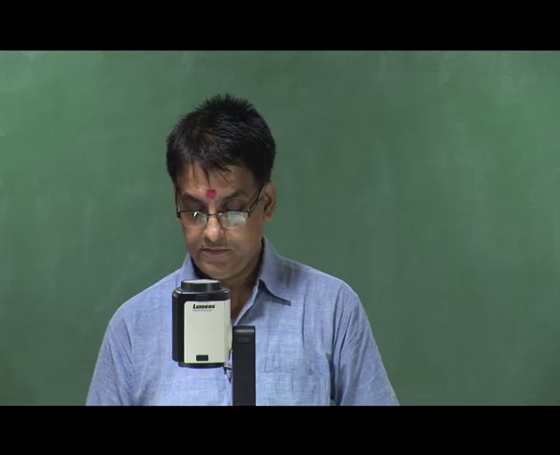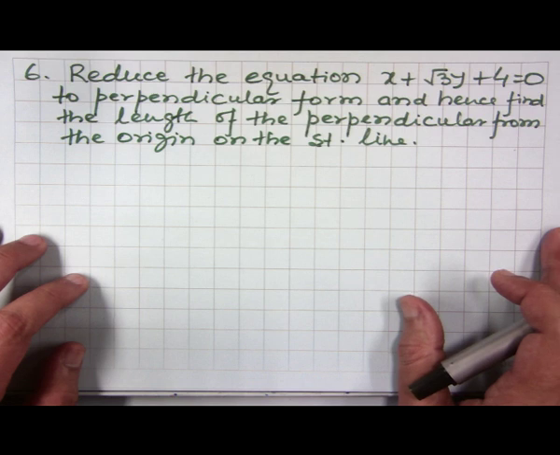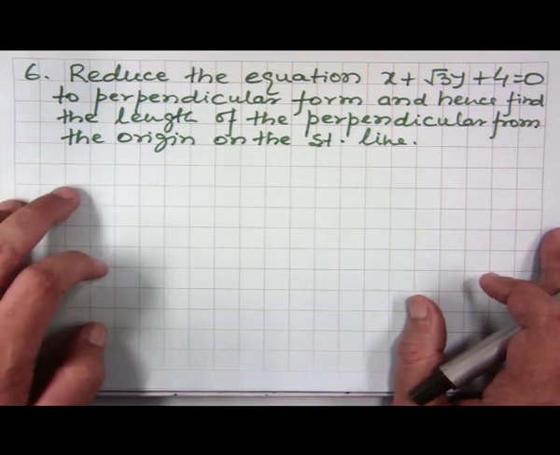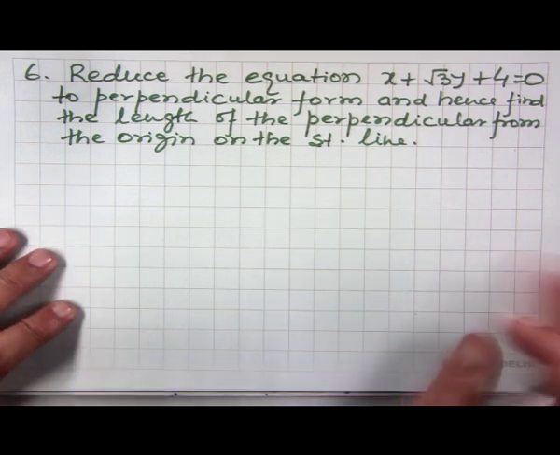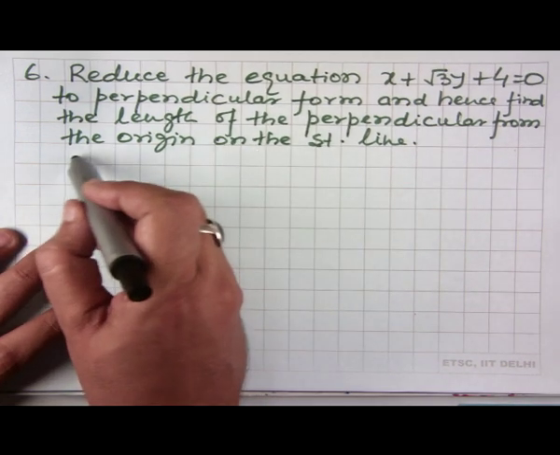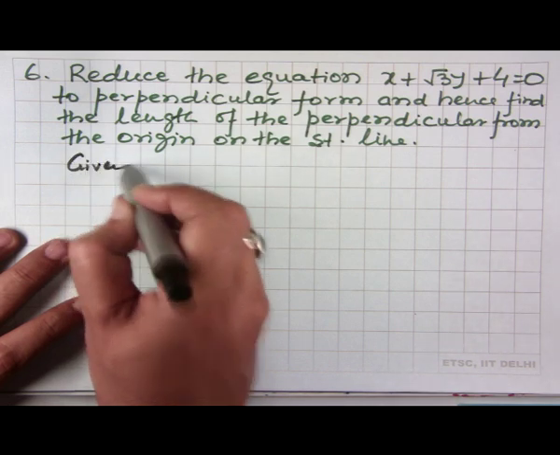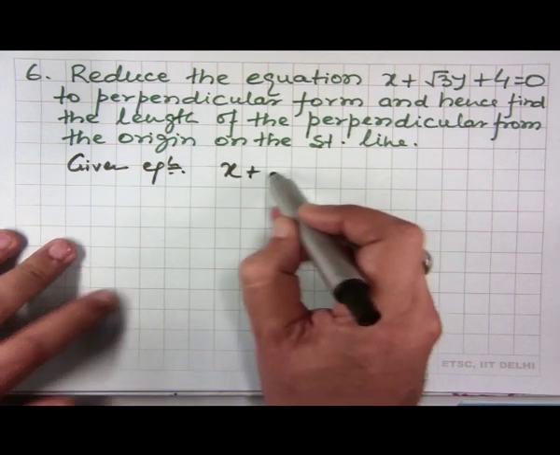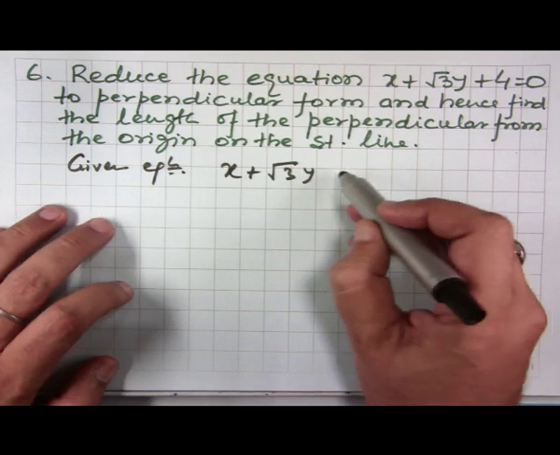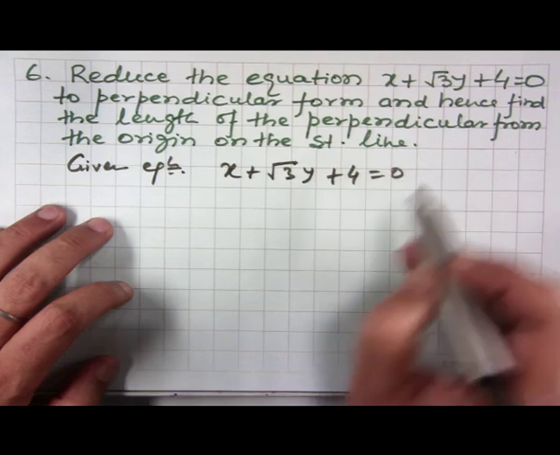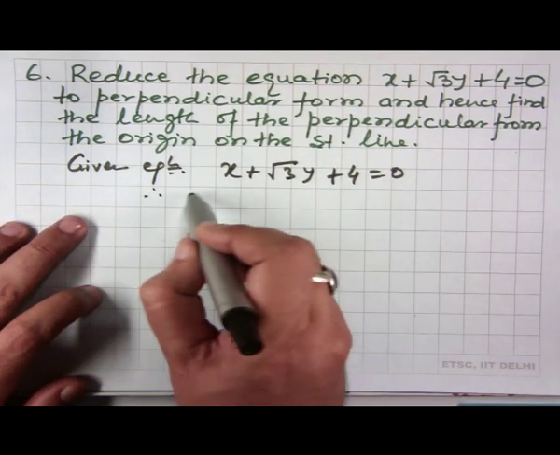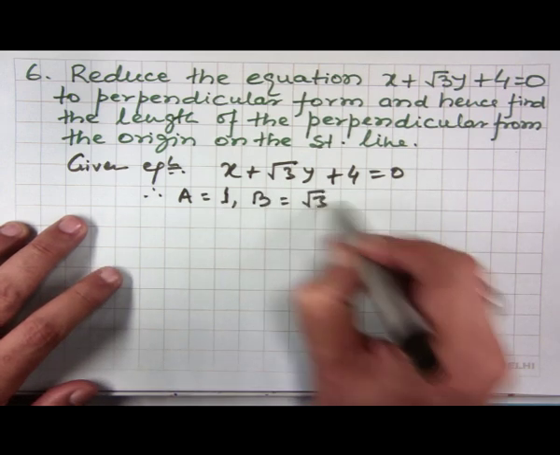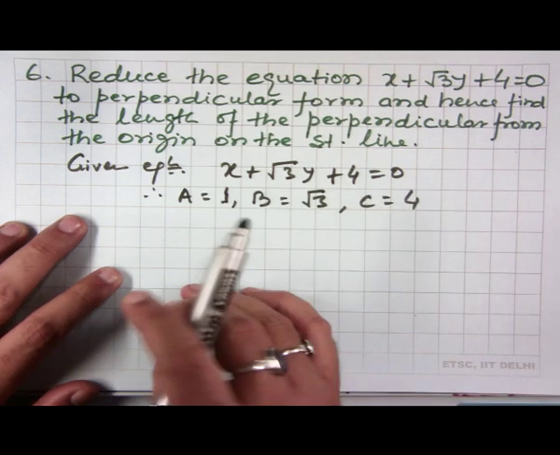Another example is, we have to reduce this equation x plus root 3y plus 4 equal to 0 to perpendicular form, and hence find the length of the perpendicular from the origin on the straight line. So given equation, x plus root 3y plus 4 equal to 0. So a is equal to 1, b is equal to root 3, and c is equal to 4.